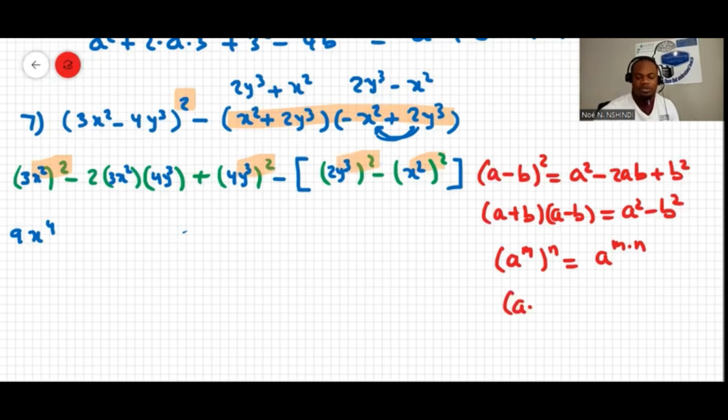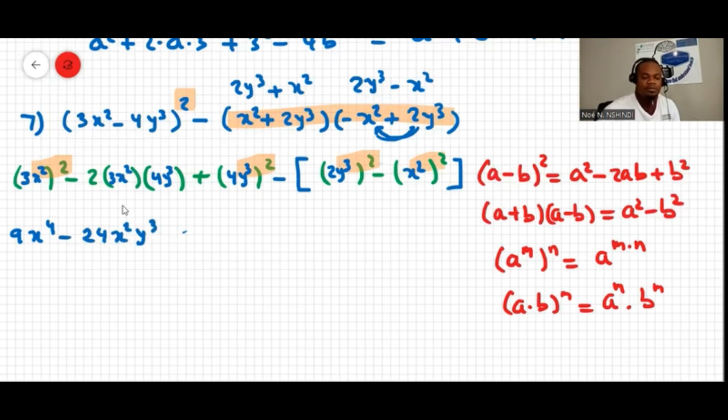Let me remind also that a times b to the power of m is a to the m times b to the m. So this power of 2 is for both 3 and x squared. 2 on 3 makes 9, 2 on x squared makes x to the power of 4. Minus, over here we can just do 2 times 3 times 4, that makes 24, minus 24x squared y cubed.